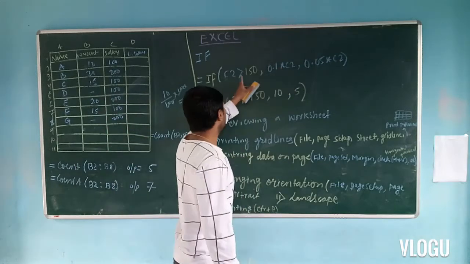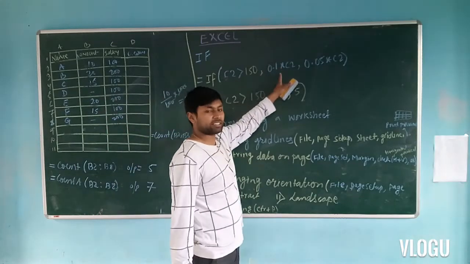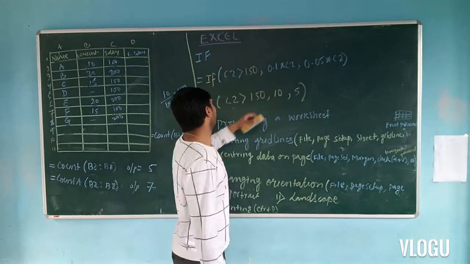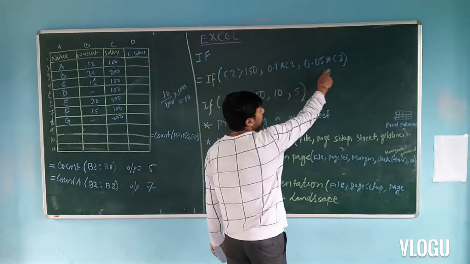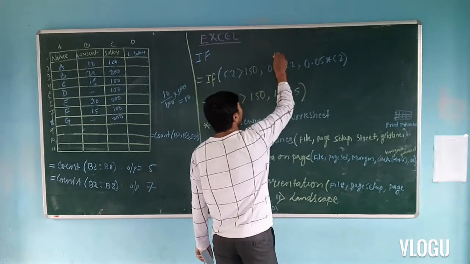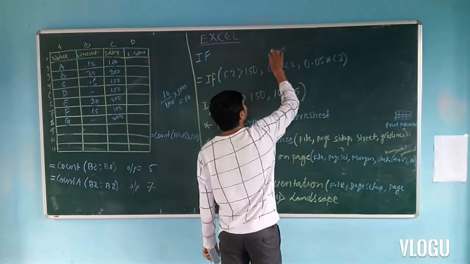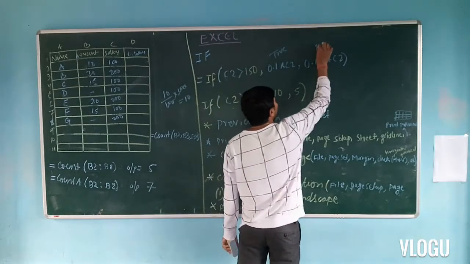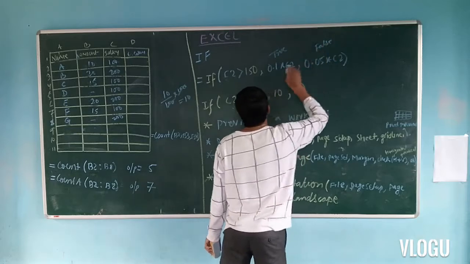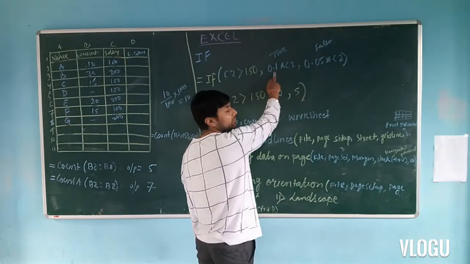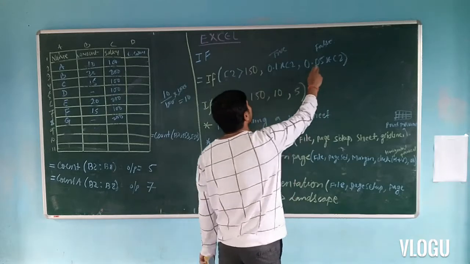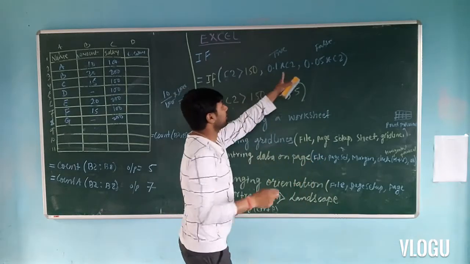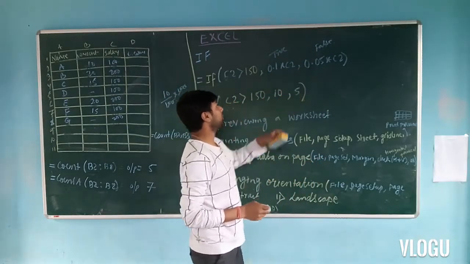This is the true part. If the condition is true, this part will execute. If it is false, then it will not execute; this other part will execute. This is the true part. This is the false part. If it is true, it will execute this; if it is false, then this will be executed. That is the main difference between these two.